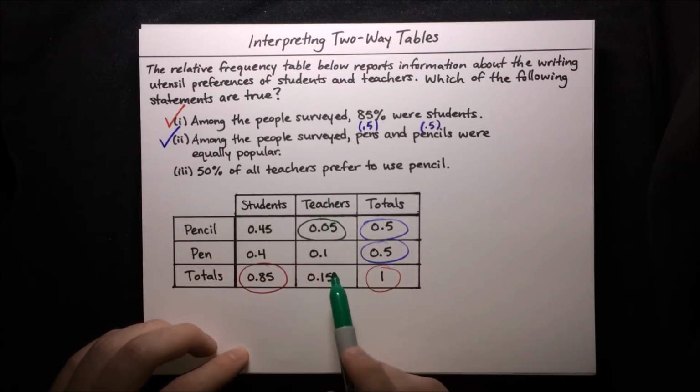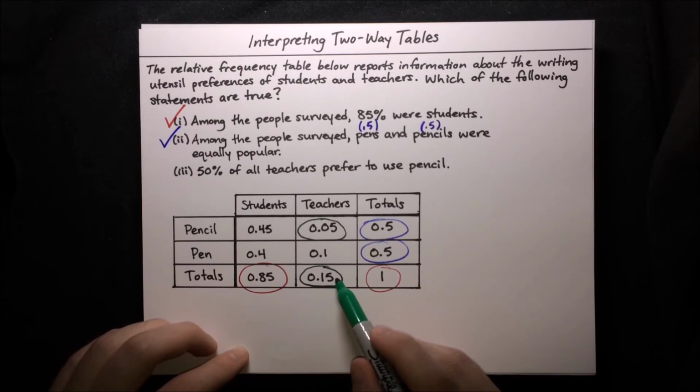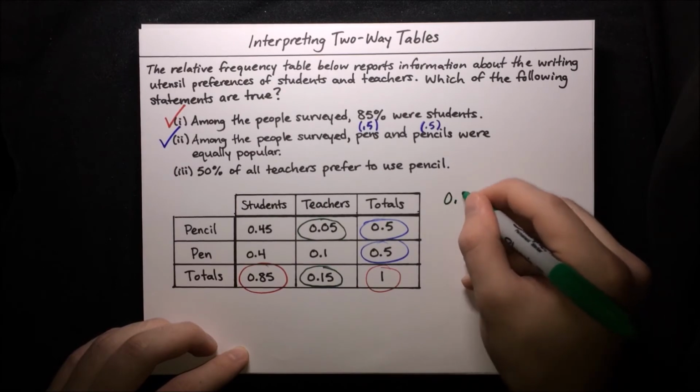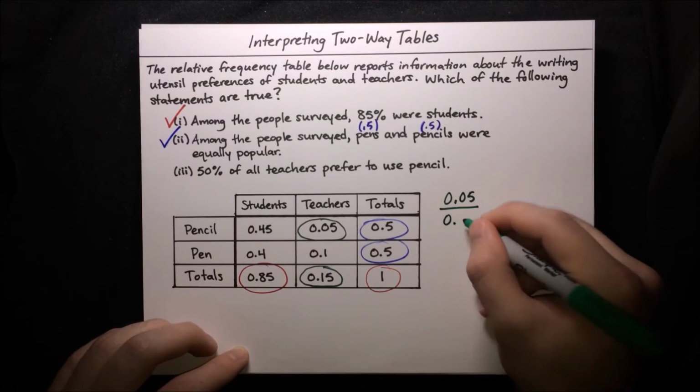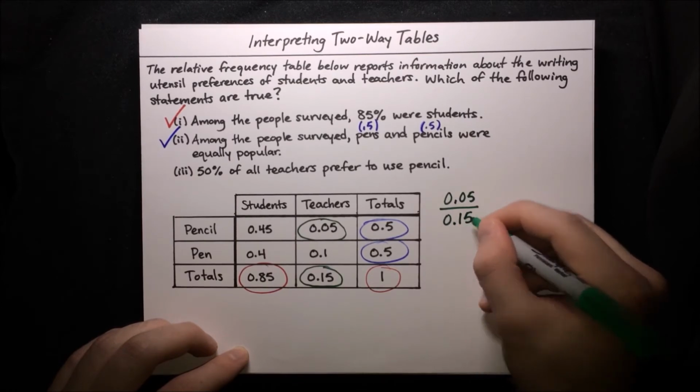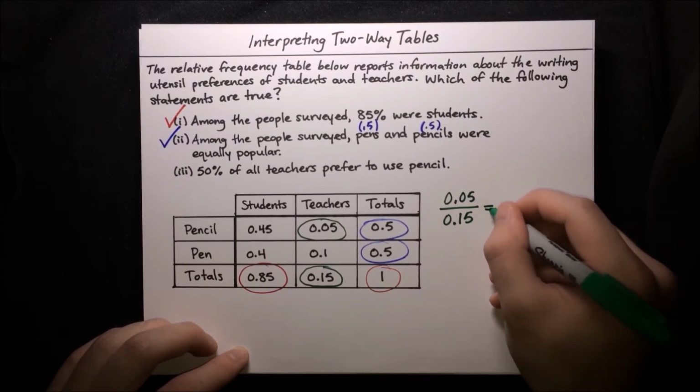Now the teachers surveyed, looking in the totals row, comprise 0.15 portion of all the respondents. So to get the portion of teachers who prefer to use pencil, we have to divide this 0.05 by the portion of teachers in the survey, divided by 0.15. And we can actually do this one by hand.